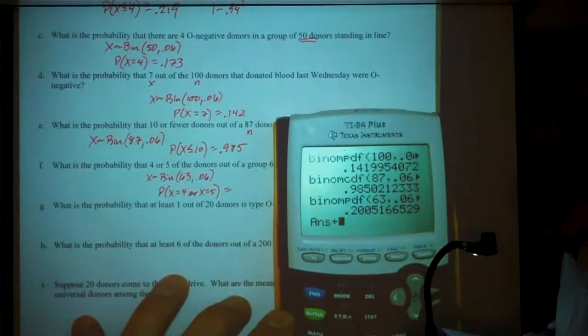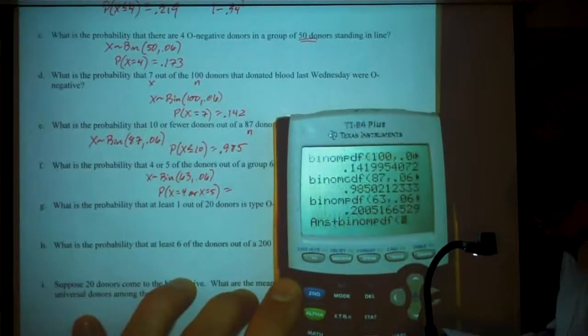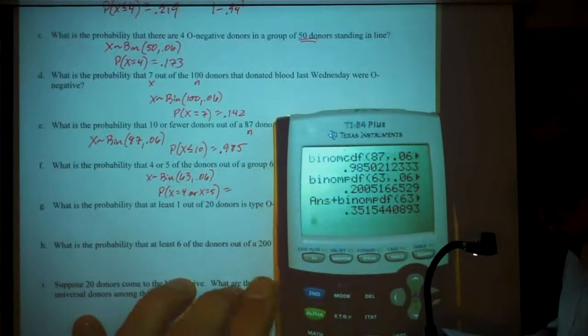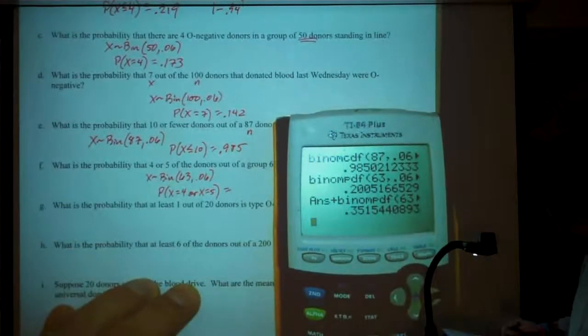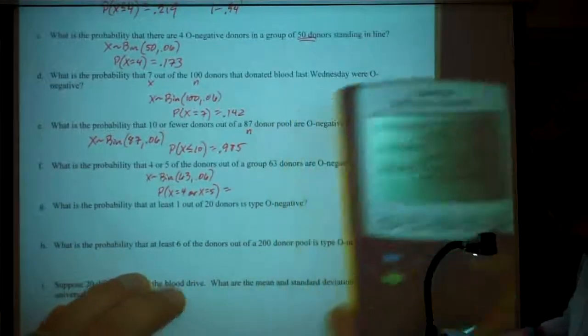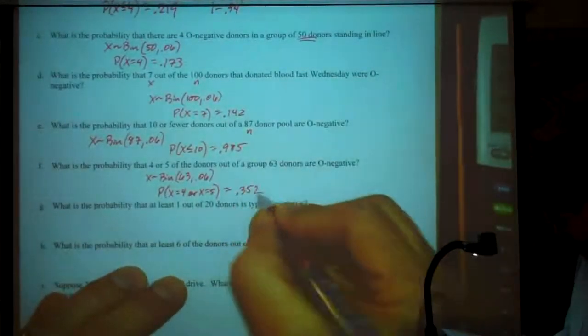Then I'm going to add that to binomial PDF, 63, comma 0.06, comma 5. And I get 0.35. So 0.352. So slightly over a third.